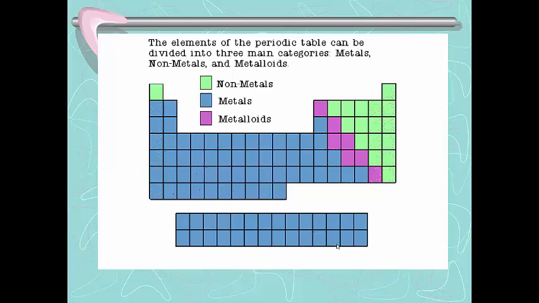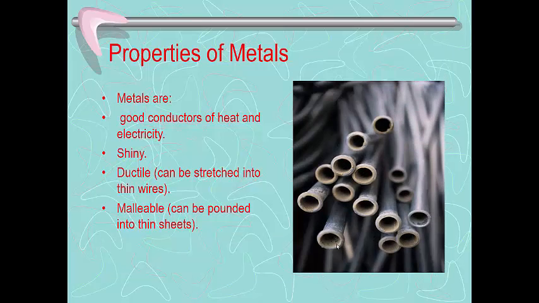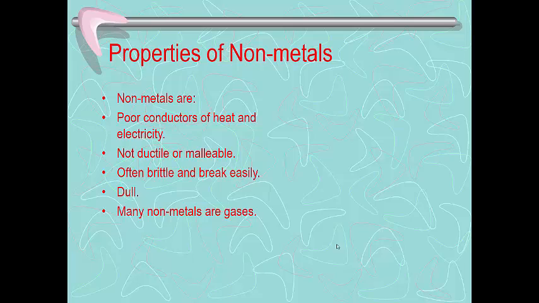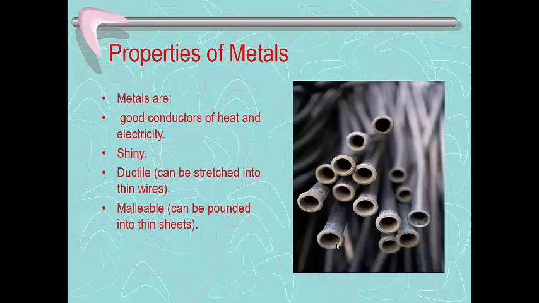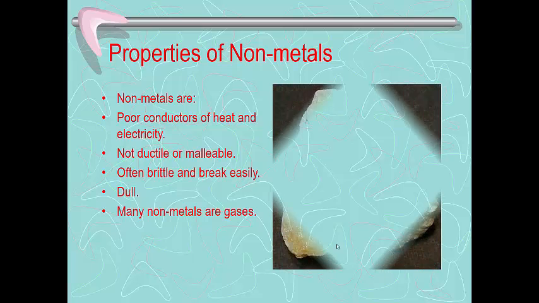Okay, your metals, again right here, the blue. Oops, sorry. Your metals are good conductors of heat and electricity. They often tend to be shiny. They're ductile, which means they can be stretched into thin wires. You guys probably remember seeing this word on your physical properties list. They're also malleable, which means they can be pounded into thin sheets. And the way I remember that is malleable sounds like mallet, and you use a mallet to pound things out. Okay, so those are properties of metals.